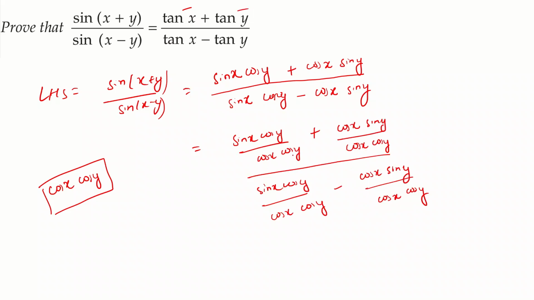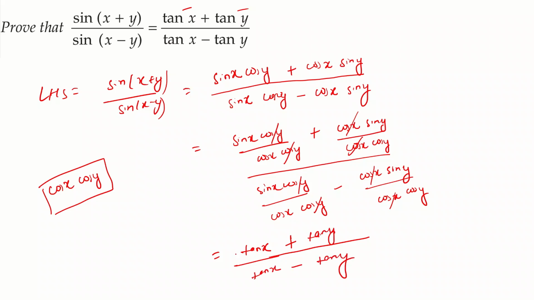Okay, so we can cancel cos y here, we can cancel cos x here, we can cancel cos y here, and cos x here, and what we are left with is sin x by cos x is tan x, sin y by cos y is tan y, again sin x by cos x is tan x minus this tan y. So this is what was required to be proved. Okay, this was a quite simple question.